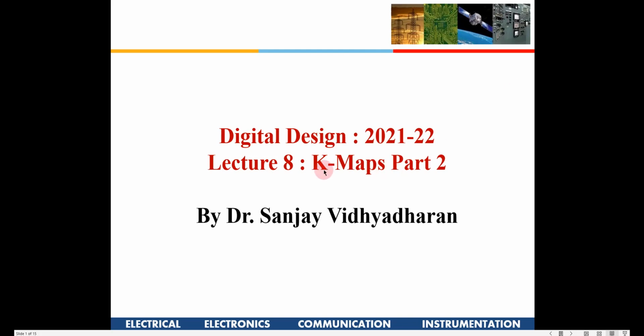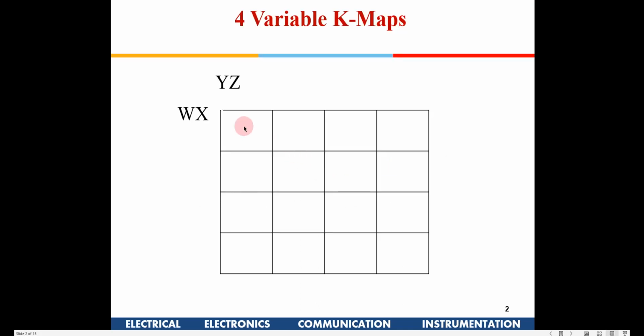So in the last class we learnt about K maps, 2 variable and 3 variable K map. So we are going to expand that philosophy to solve 4 variable Boolean expressions also. Now if you see in 4 variable, this is 0 0, 0 1, 1 1 and then 1 0, right?